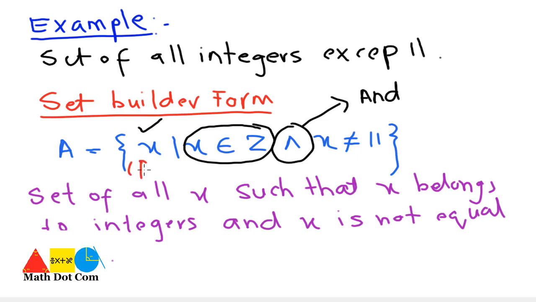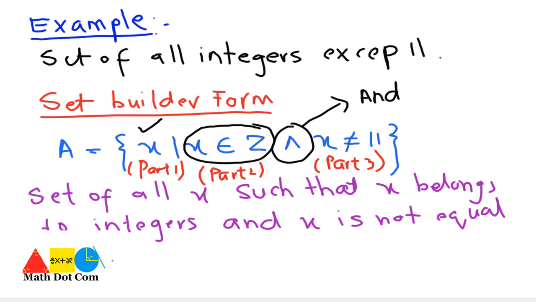This is part 1, where you are assigning a variable. Then part 2, where you are representing that the variable belongs to a certain type of numbers, and in this case it belongs to integers. And then a condition, that is part 3. So this set form is made up of three parts: in part 1 we represent a variable, in part 2 the type of that variable, and in part 3 the condition.